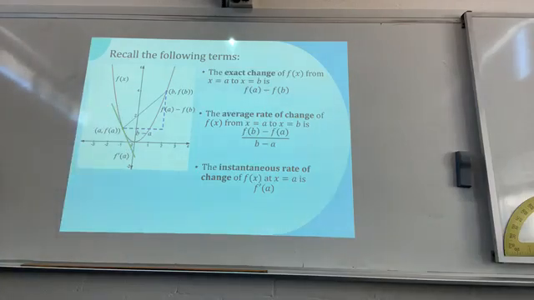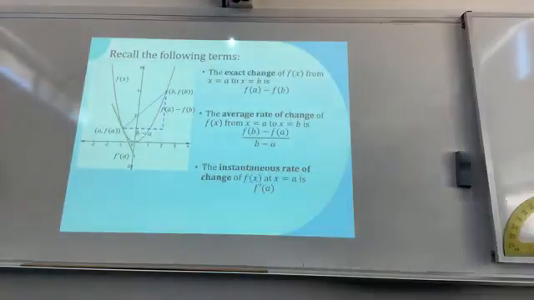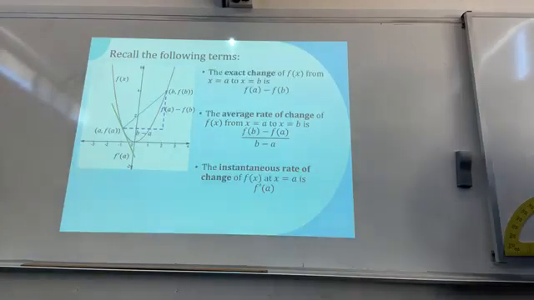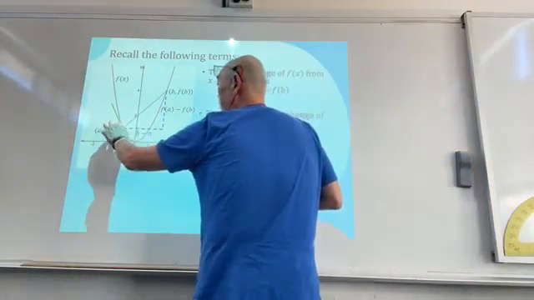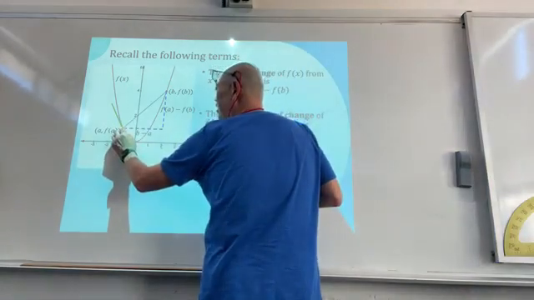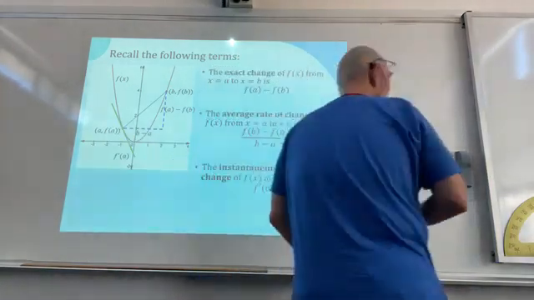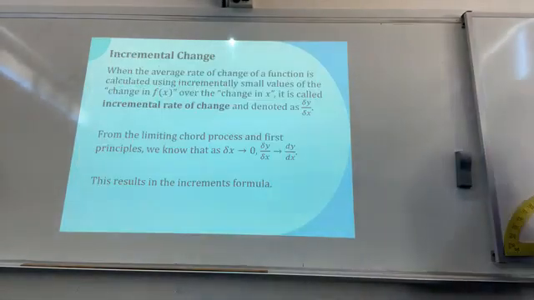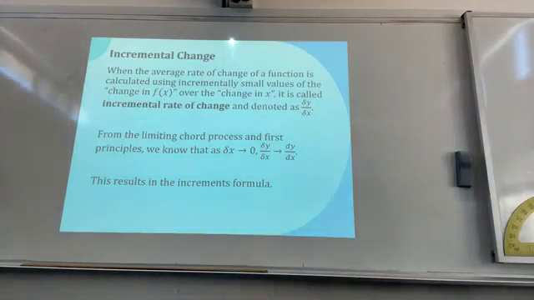So this is what we have been learning the last couple of years. We're going to use some of these ideas. We're going to talk about just a little increment, little change. How are we going to use the slight change in x to estimate the slight change in y? Now, the incremental change: when the average rate of change of a function is calculated using incrementally small values of change in f(x) over the change in x, it is called incremental rate of change and denoted as delta y over delta x. It's a really small change.